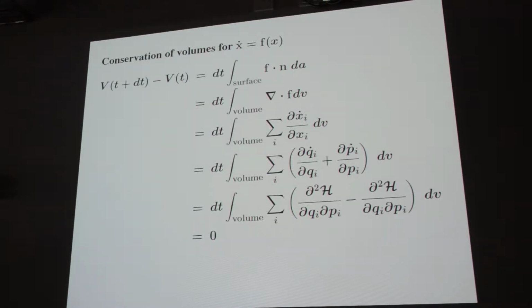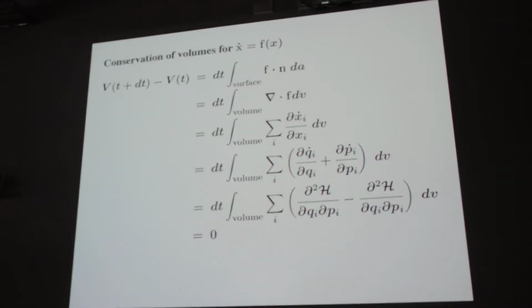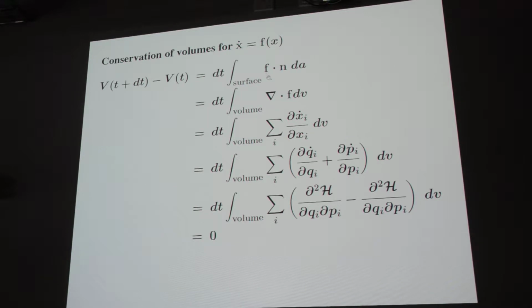And this conserves volumes, and we can show this if V(t+dt) minus V(t) is... V is the volume in a bunch of points, and they evolve with x dot is f of x. So we exit out the surface of our volume here, and we use Gauss's theorem to transform f dot n to the divergence of f as a volume integral. Divergence of f, that's the sum of ∂f_i/∂x_i.